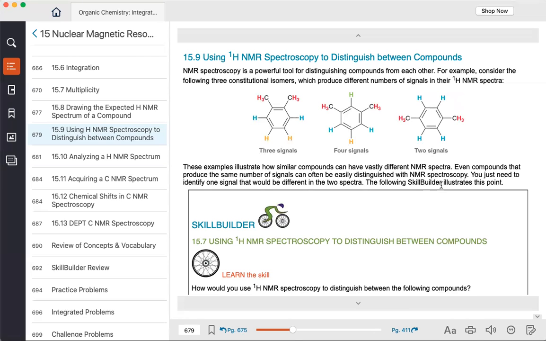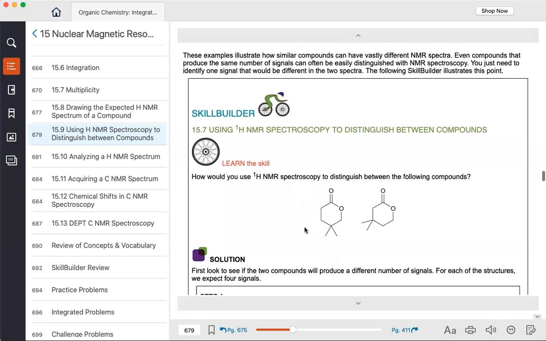Another way that we can use proton NMR to distinguish between compounds is shown here in this little example. In these 2 molecules, we're tasked with using NMR spectroscopy to distinguish between the molecules. However, it might seem a little complicated because in both cases, we expect 4 signals: 1, 2, 3, 4 in the first, and in the second molecule, 1, 2, 3, 4. So there are 4 in both.